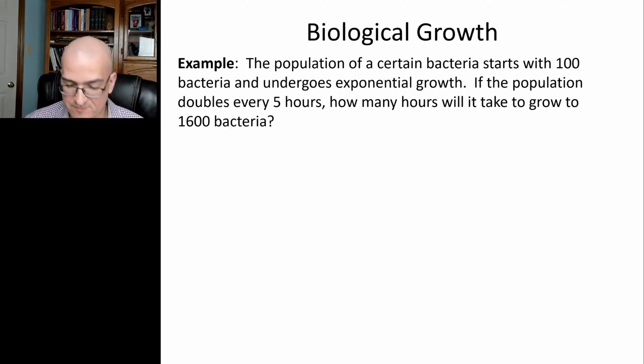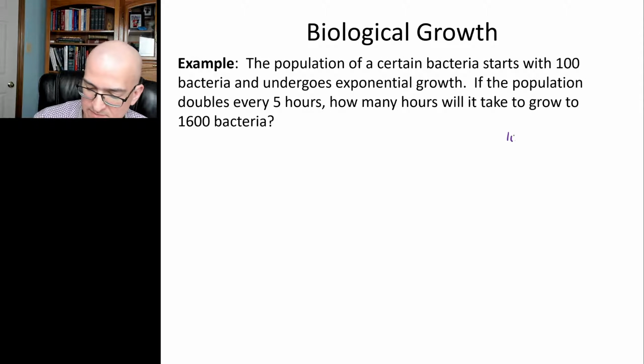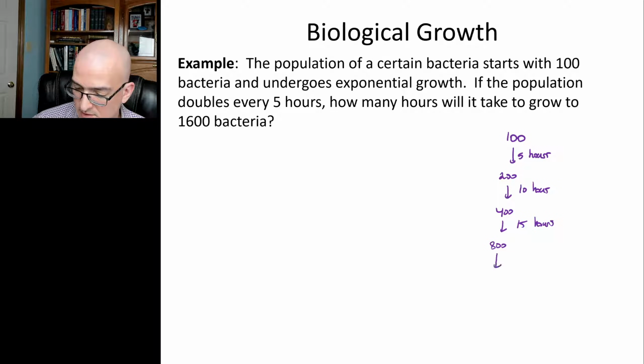1,600 bacteria. So we had 100. And then after 5 hours, we have 200. After 10 hours, we're going to double again, go to 400. After 15 hours, we're going to 800. After 20 hours, we have 1,600. So that's the answer. t is equal to 20. Very easy if you think about it in terms of constant doubling time.